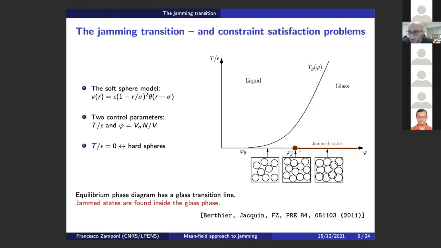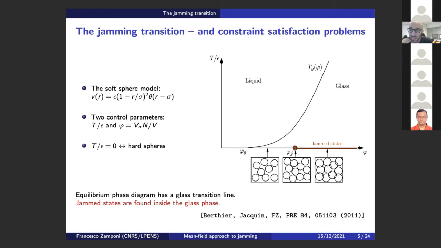Now, if you do the jamming thing, so if you take these particles, prepare them in an infinite temperature state, so completely at random, and now you quench to 0 temperature, so you minimize the energy at 0 temperature. If you do this exercise, and this was the work of O'Hearn and the co-workers I mentioned at the beginning, you are going to find a jammed state above this point, and you are going to find a floppy state below this point. So the jamming transition, this 64% I mentioned, is found inside the glass.